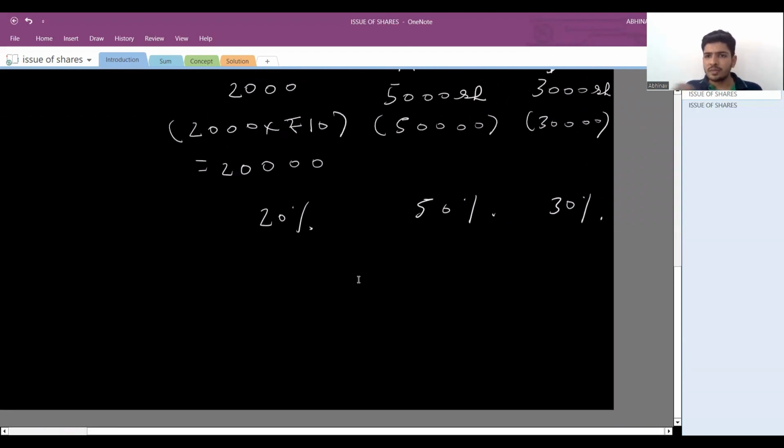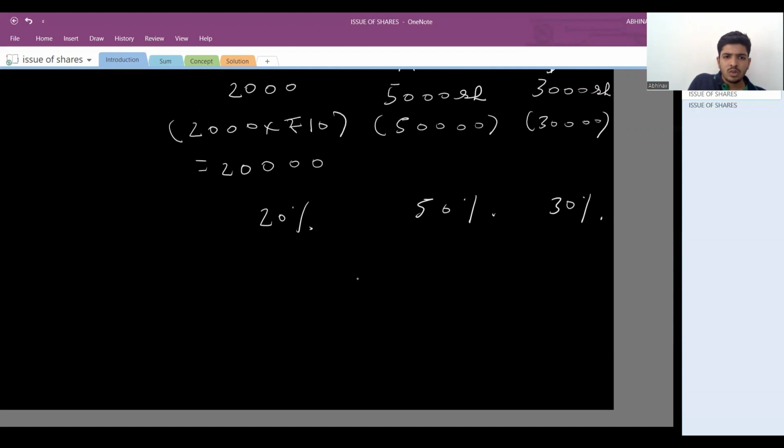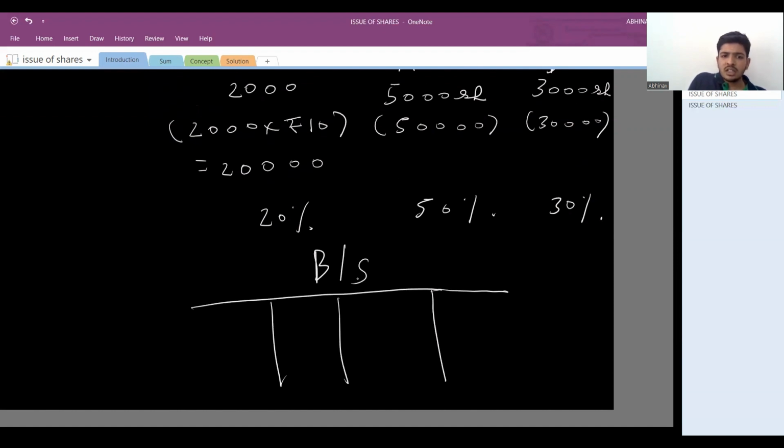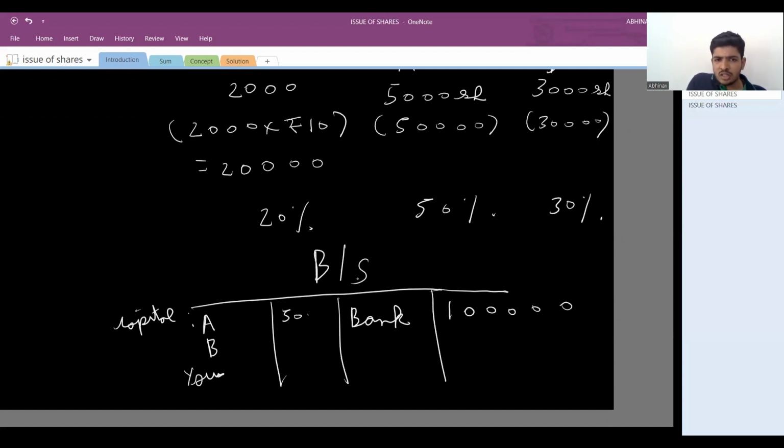a balance sheet is prepared. So in the balance sheet, you have the bank. So in the bank, you actually raise 1 lakh rupees. And on the liability side, actually your owners, right? So A, B, and you. You are the three owners. So it's actually capital. You've gone through the partnership lecture. So capital of A, B, and you. So it'll be 50,000 rupees, 30,000 rupees, and 20,000 rupees.